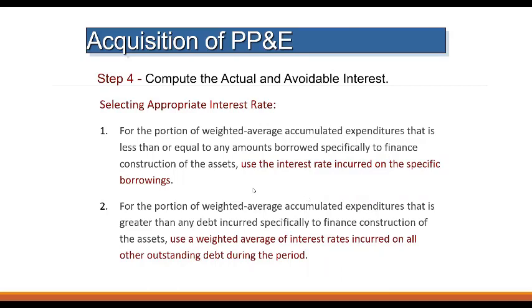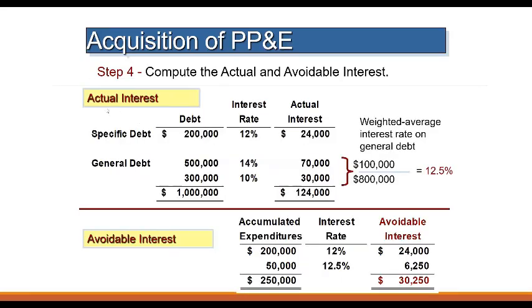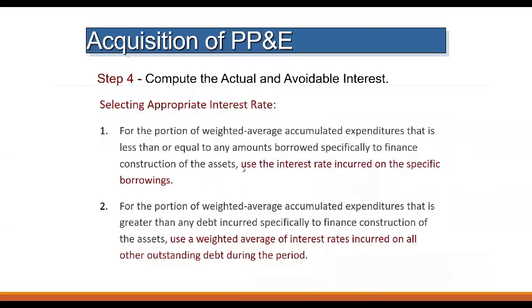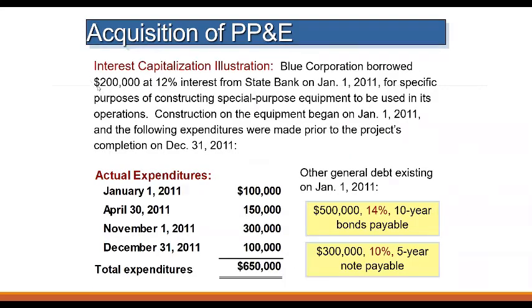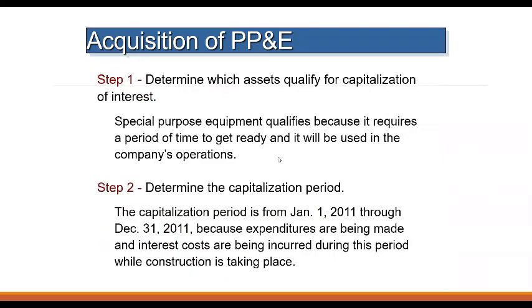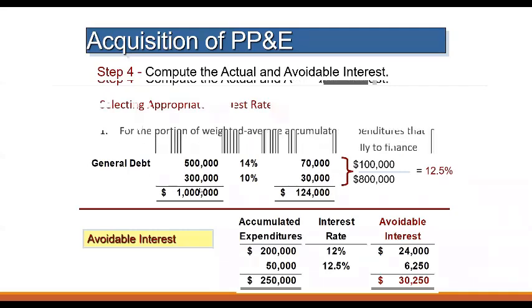Let's skip that slide and I will go back to it. I have the actual interest and the avoidable interest. The actual interest includes all the debts that have been taken by the company. How many loans do we have? We have three: the 200,000 here and the two other loans. So I will calculate the cost for all three of them, but I will differentiate. The specific debt is 200,000, the interest was 12%, so 200,000 multiplied by 12% is 24,000.